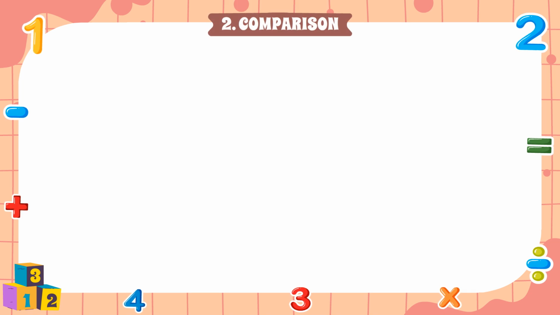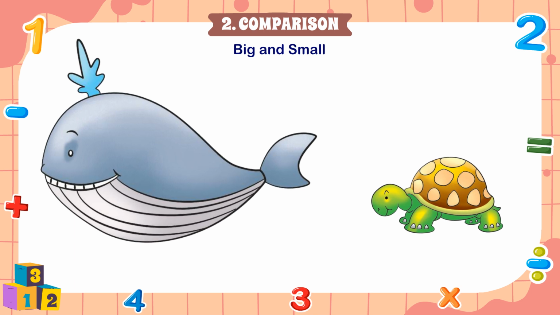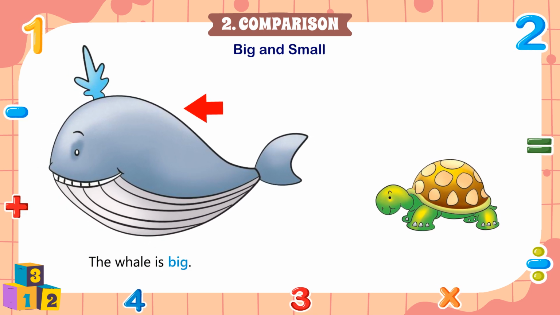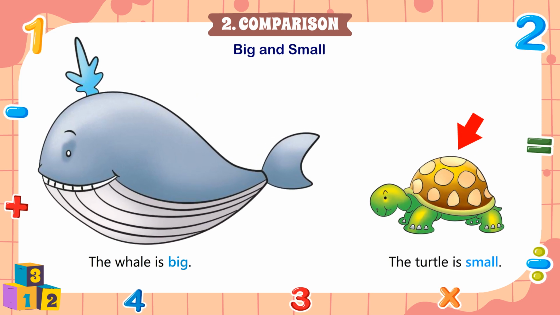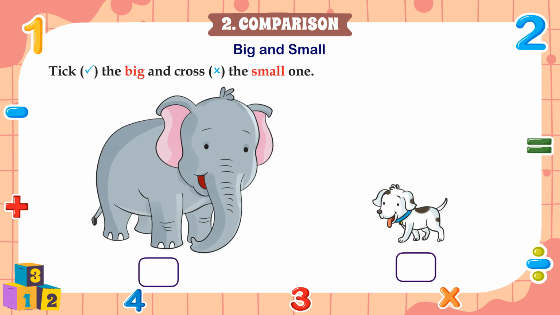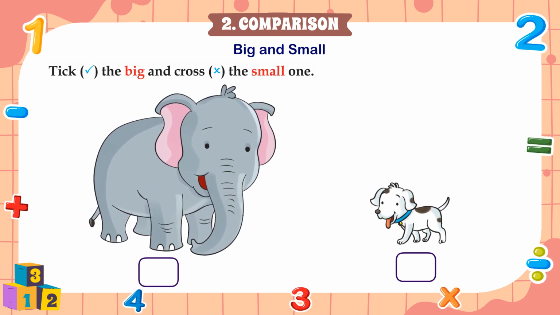Chapter 2. Comparison. Big and small. The whale is big. The turtle is small. Now let's take the big animal and cross the small one.